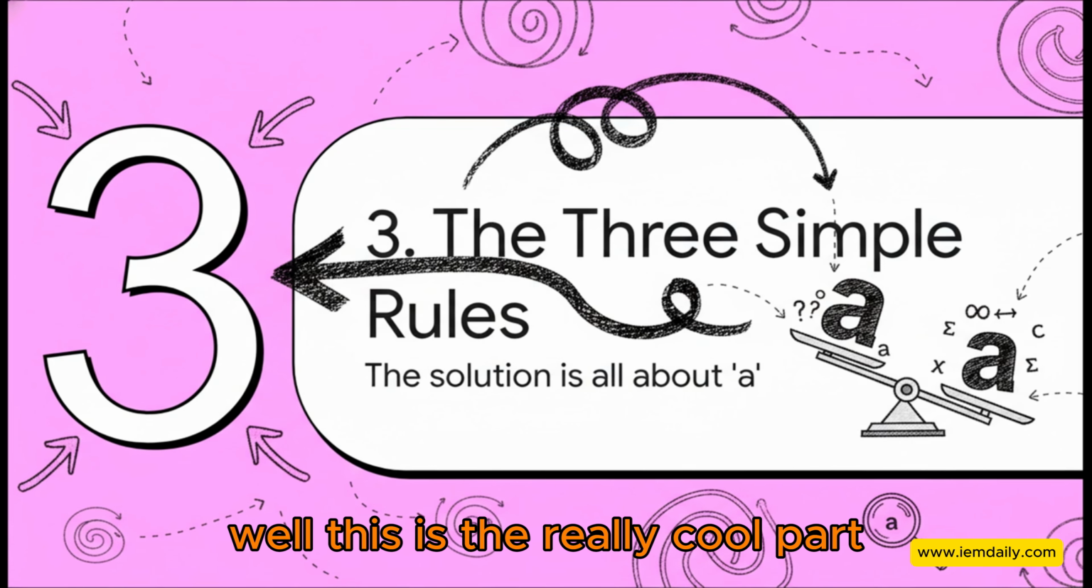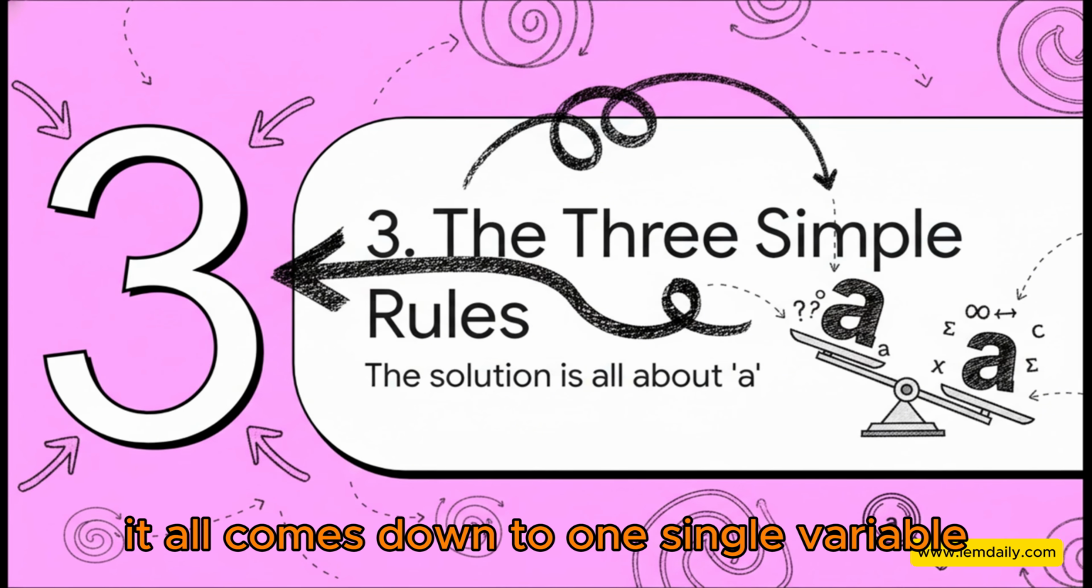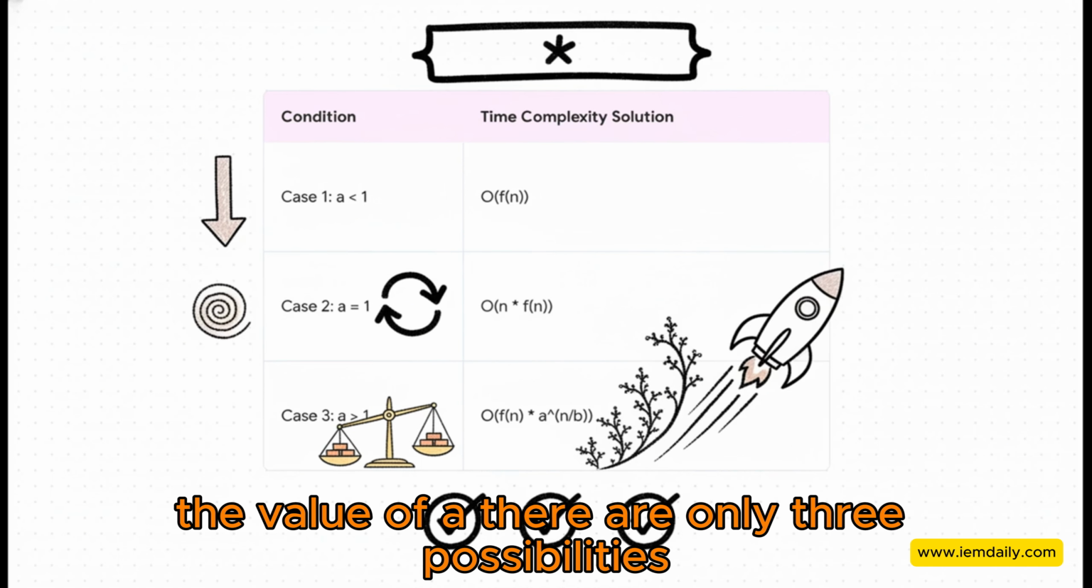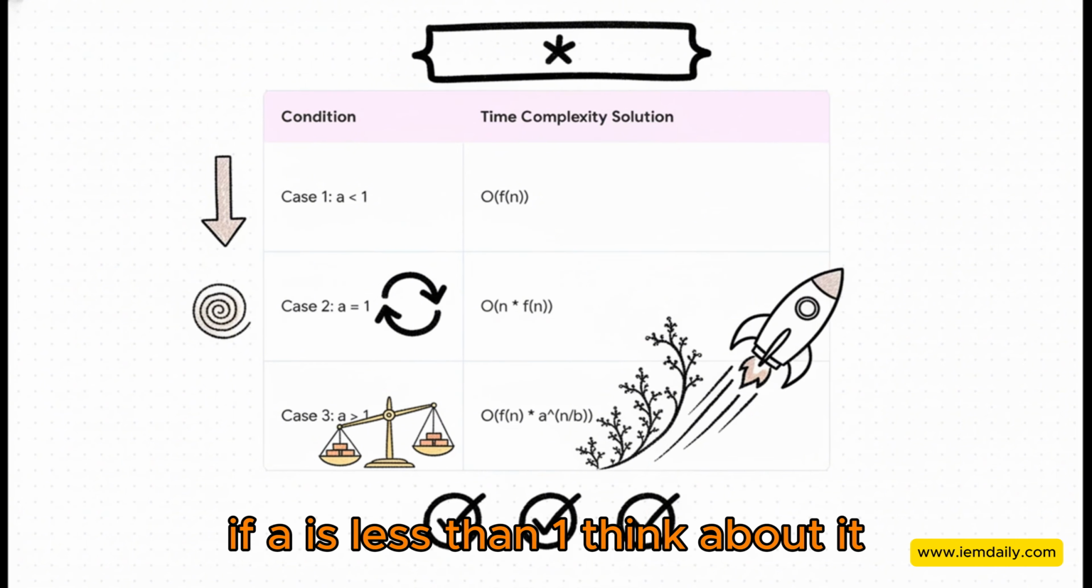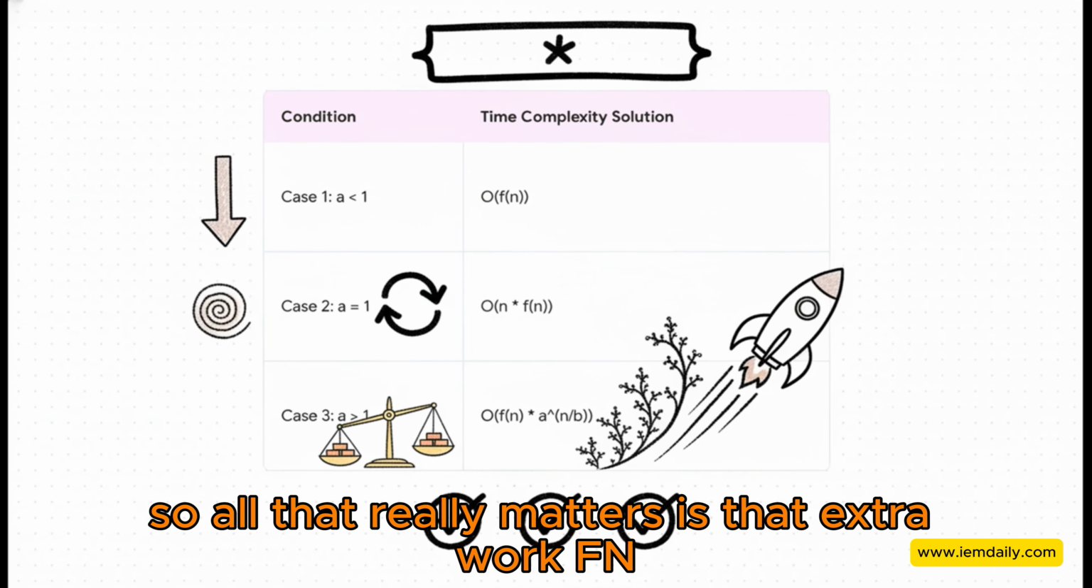So how does this whole thing work? Well, this is the really cool part. The entire solution, the entire time complexity, it all comes down to one single variable, the value of a. There are only 3 possibilities. That's it. Case 1. If a is less than 1, think about it. The recursive work is actually shrinking. It's becoming less important. So all that really matters is that extra work, f of n.